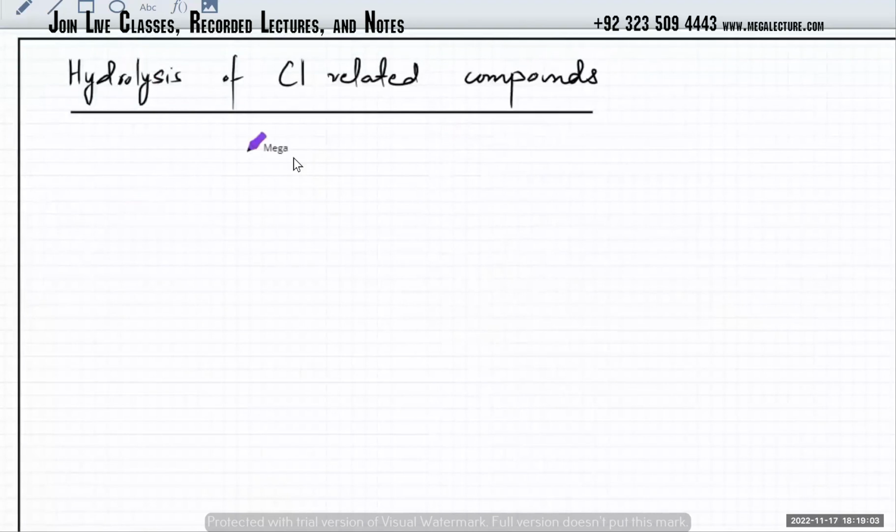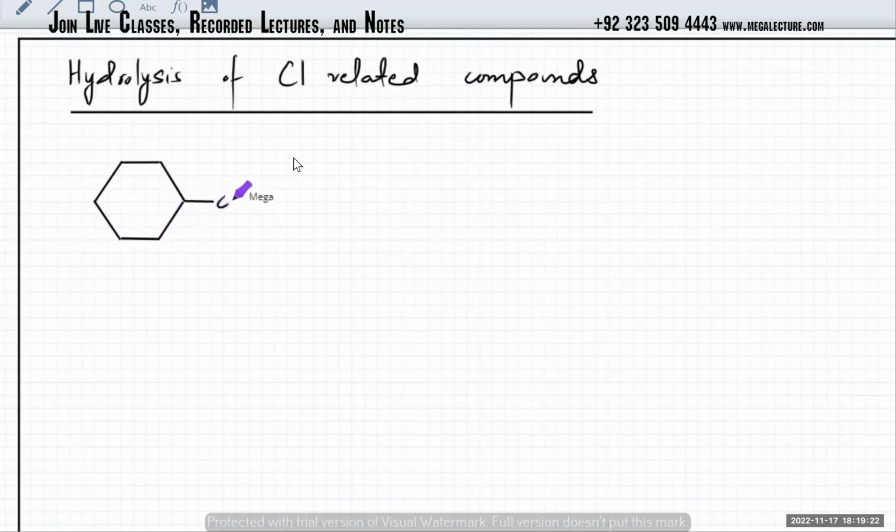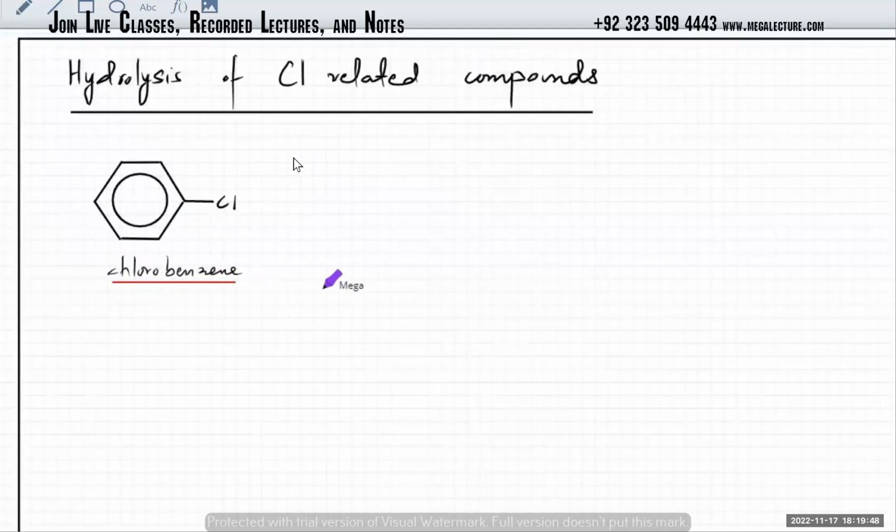So how many chlorine related compounds do you have? Hydrolysis, remember, is a reaction with water or OH ions. Starting with the first one, there's chlorobenzene. Chlorobenzene is this thing, and it's got a Cl. Let's just call it chlorobenzene. So that's benzene with a Cl. That's the first chlorine-related compound.